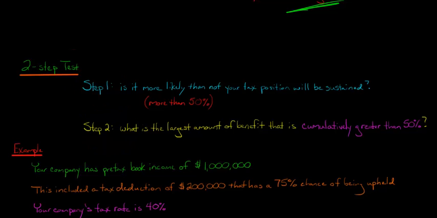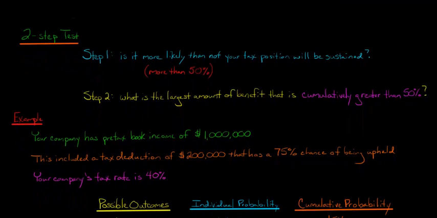If we didn't meet step one, if this was 10% or 20%, then we're not going to get to recognize any of that tax benefit because it's far too unlikely. We shouldn't be recognizing that. But with a 75% chance, we're good to go with step one. Now we have to do step two. And by the way, our tax rate for the company is 40%.